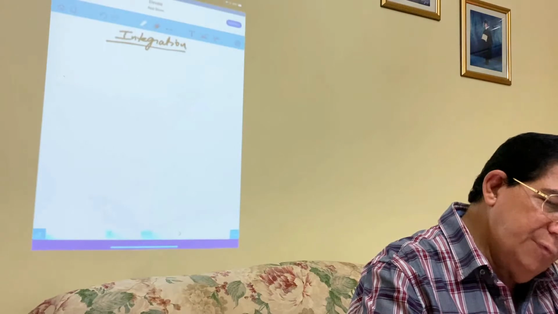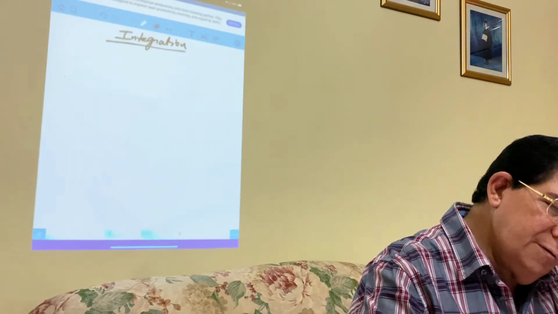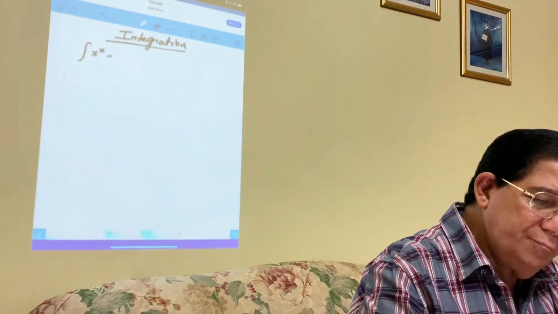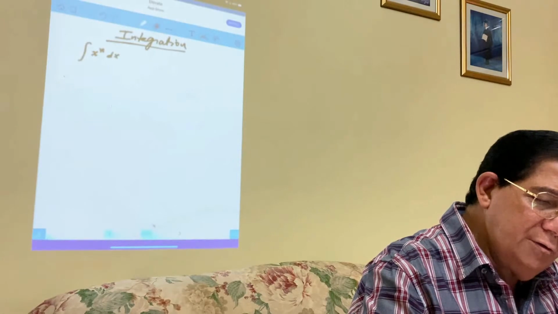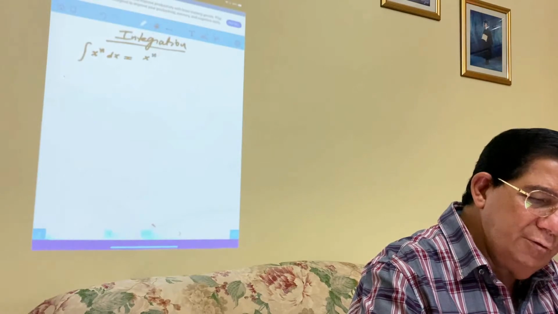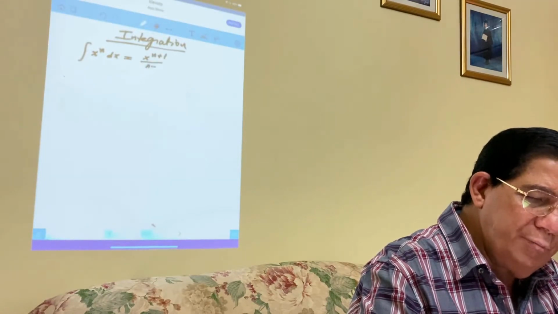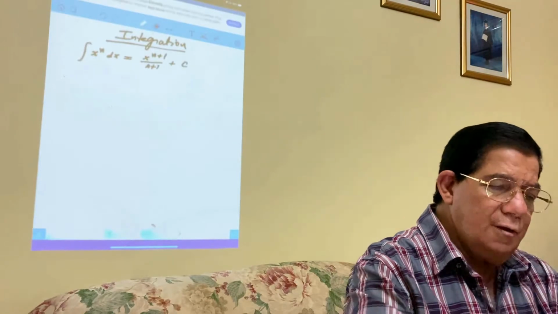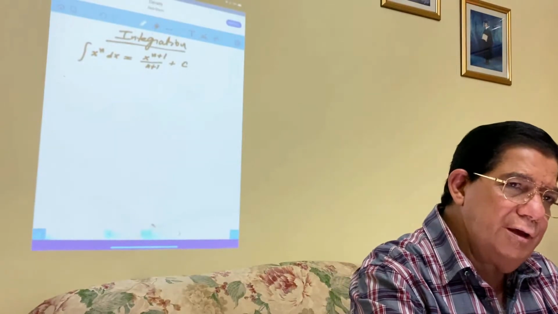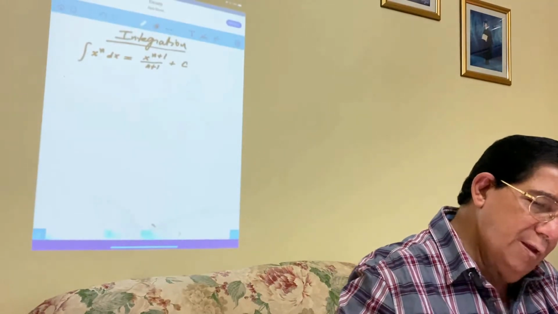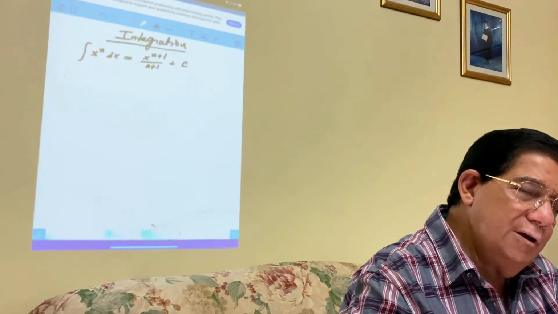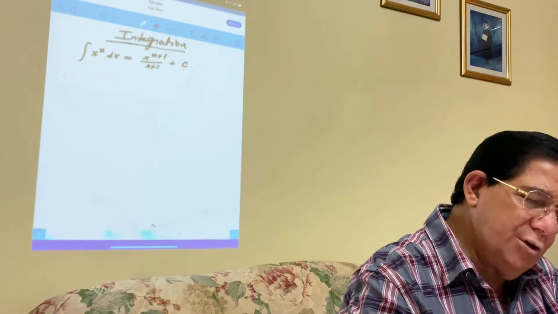For example, if we integrate x power n dx, it is x power n plus 1 over n plus 1 plus c. This is the rule we took, the only rule we took in the AS. But now, as I said, we are going to look at integration as anti-differentiation.